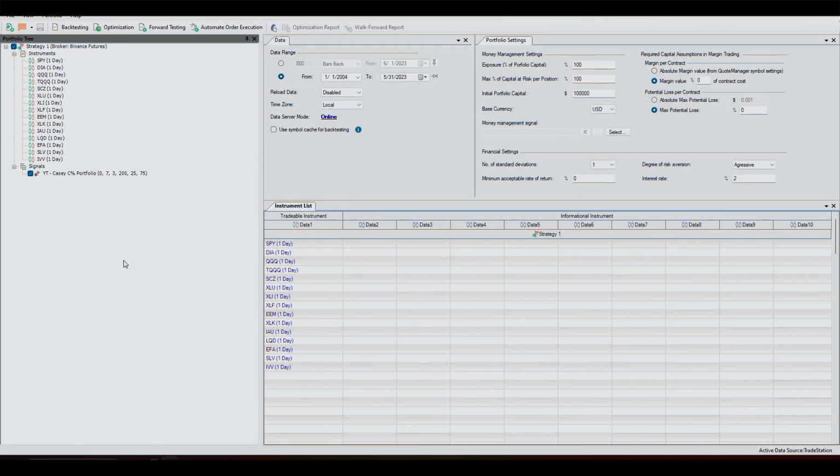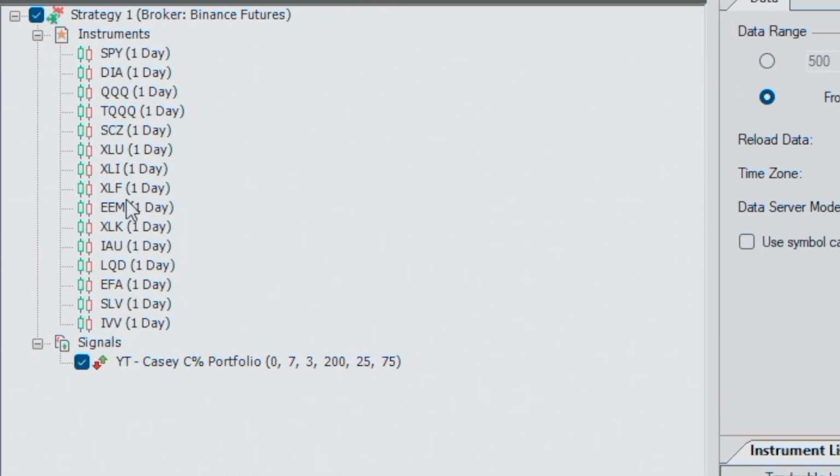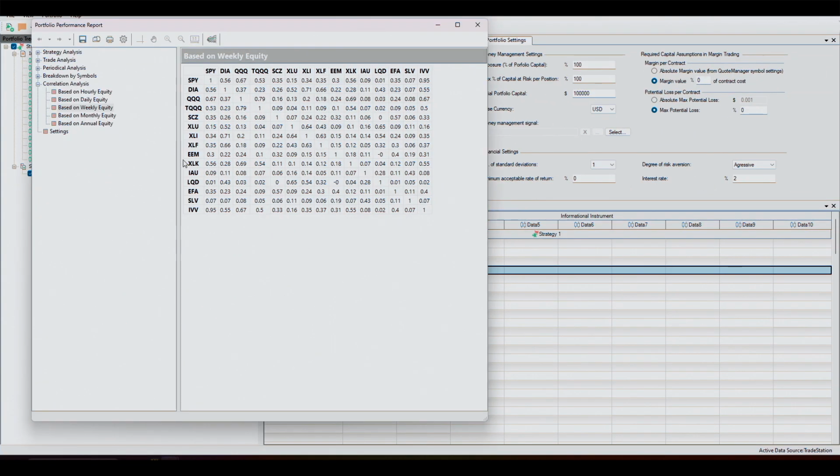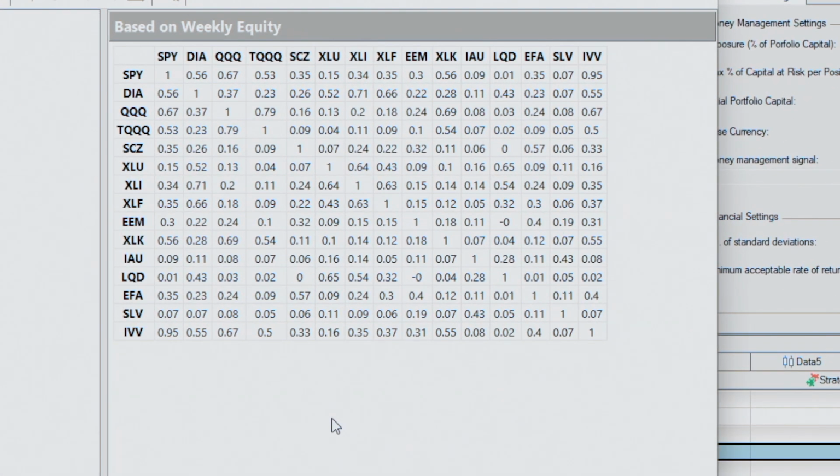Now, it also works really well on ETFs. So here are 15 ETFs. They are sectors and indexes, and these are leveraged ETFs, so the leverage is built in. And if we test this portfolio, again, we can see that the correlations are not as expected. So obviously we expect the triple Q, this is the NASDAQ, is highly correlated with SPY, and the leveraged NASDAQ ETF is also highly correlated with SPY. But we can see that not all of them are.